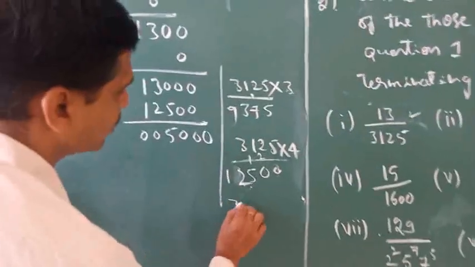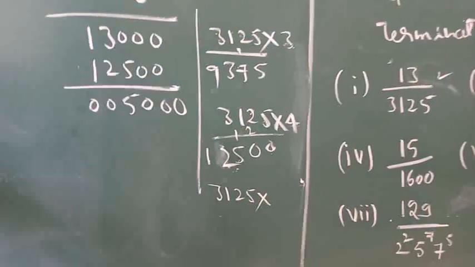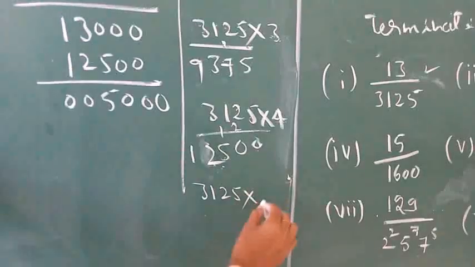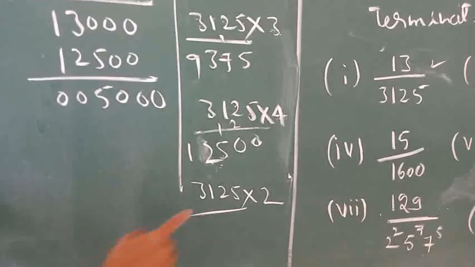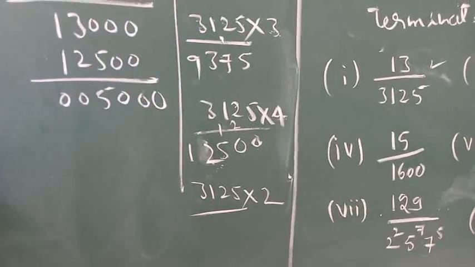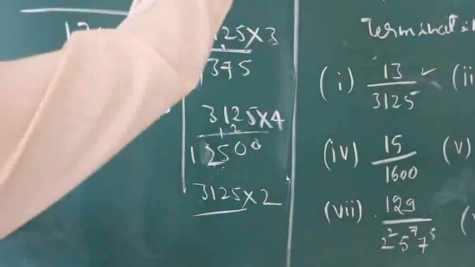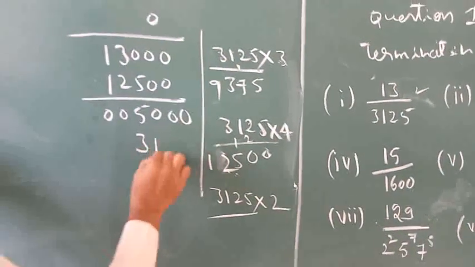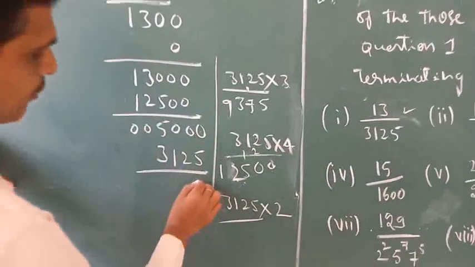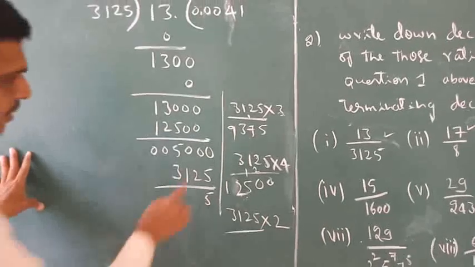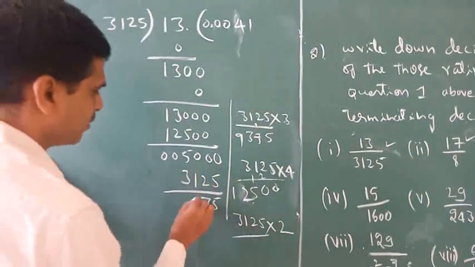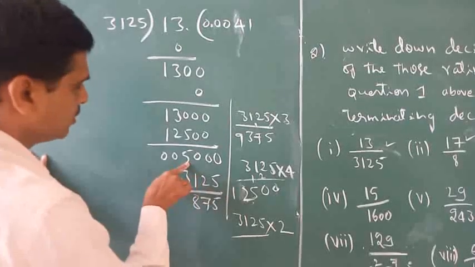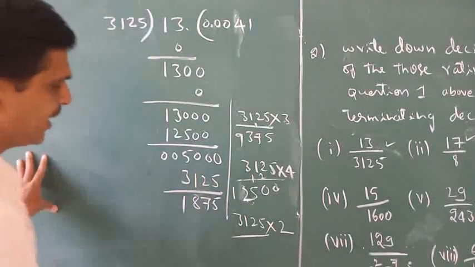5,000. 3,125 into something. We require 5,000, meaning lesser than that. Only 2, it becomes maximum because 3 into 2 is 6,000 something. So take 1, that is 3,125. Subtract it, you will get 10 minus 5 is 5. So 9, 9, 2 minus 7. Here 9, 8, here 1 borrow. So here 4, 3, 1, 1875.